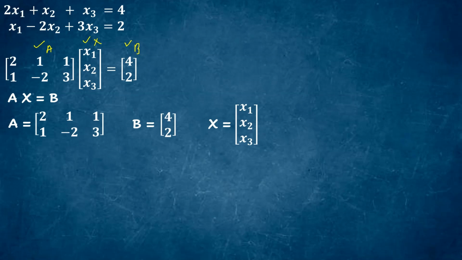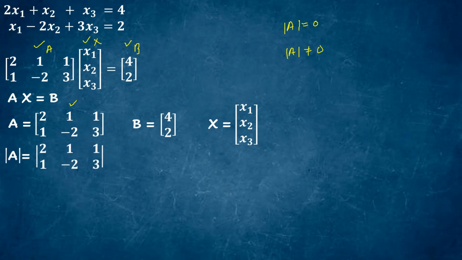Now we first find the determinant of this matrix A, because if the determinant of A is 0, then there will be no solution because the matrix A will be singular. But if the determinant of A is non-zero, then we will have a solution. So let's find the determinant of matrix A.